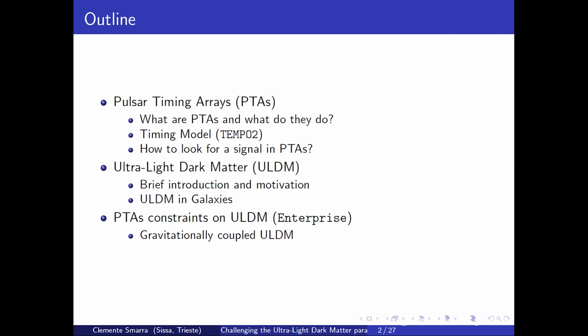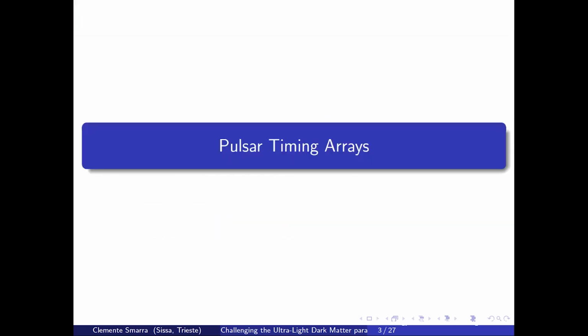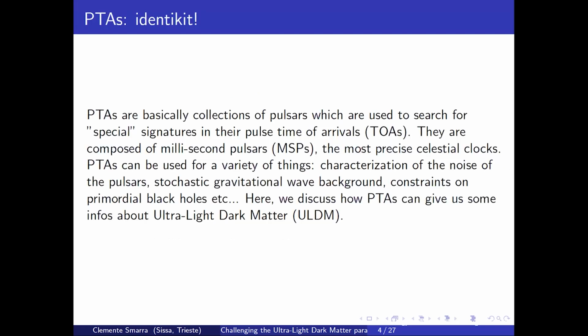And in particular, I will focus on the gravitationally coupled ultralight dark matter case. This is the most robust scenario, because if we know one thing about dark matter, it is that it interacts somehow gravitationally. So I will focus specifically on this scenario. So let's start with the first part.